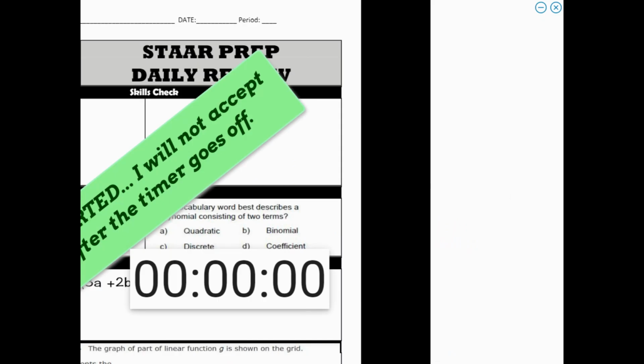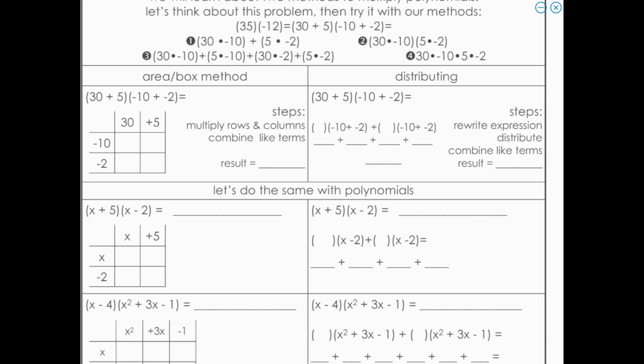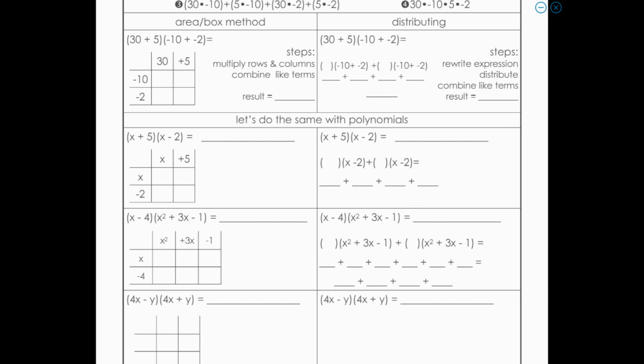So I've got everybody's warm-up turned in. Everybody has their notes. You need to be on this page of your notes. We are in Unit 9 now, guys. So you should have started a new section of your notes for Unit 9.